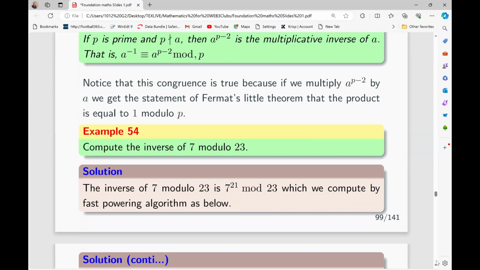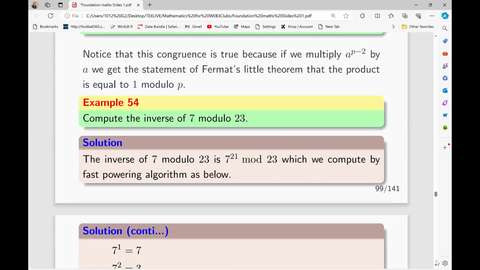Let's find the inverse of 7 mod 23. Of course, 23 is a prime number, and 23 cannot divide 7, and therefore we can use Fermat's little theorem. So what does it say? It says that the inverse of 7 mod 23 is just 7 raised to 23 minus 2 mod 23. When I subtract 23 minus 2, what I get is 7 raised to 21 mod 23. So this is the inverse, mod 23.